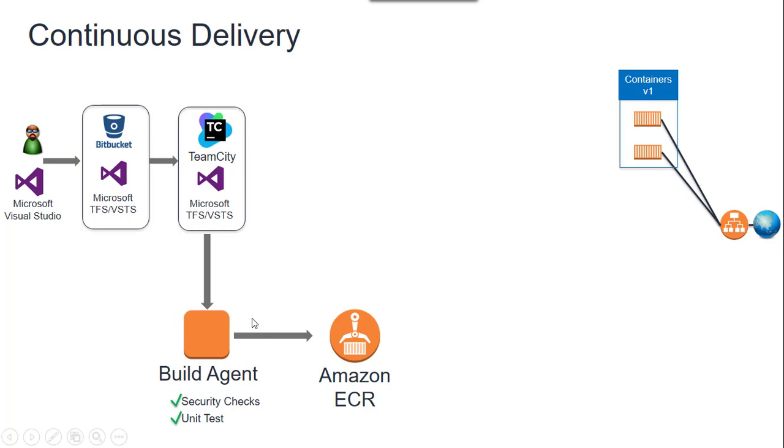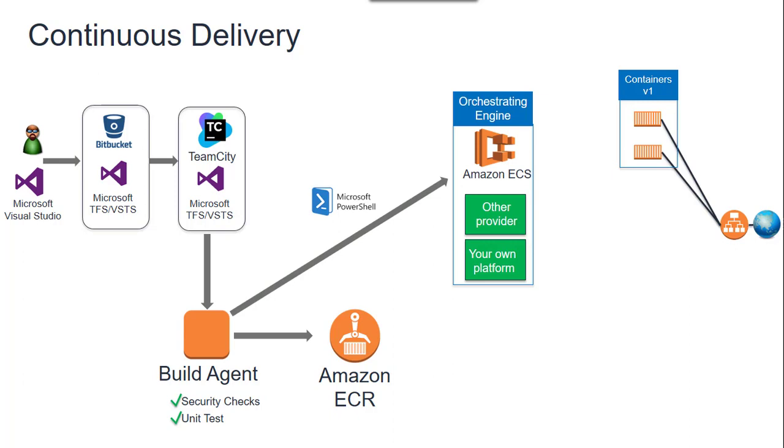Usually this build agent can execute command line commands, or it can execute PowerShell commands. Because we have command line and PowerShell integration with Amazon ECR, you can easily integrate with your existing build agents. So once the build agent has completed publishing the image into Amazon ECR, it's going to invoke a PowerShell command and say, hey ECS, I have a new image on Amazon ECR. Go there and orchestrate that image as a new instance of containers.